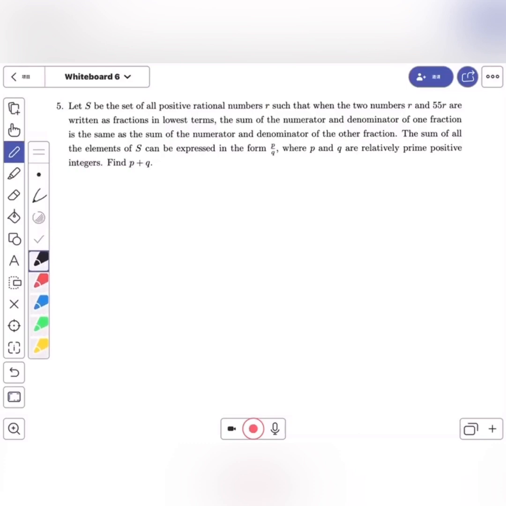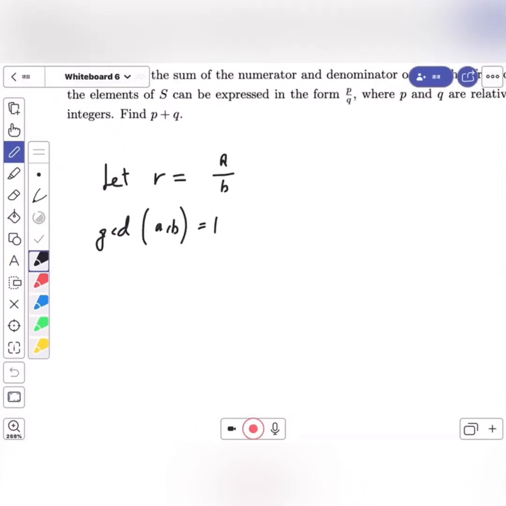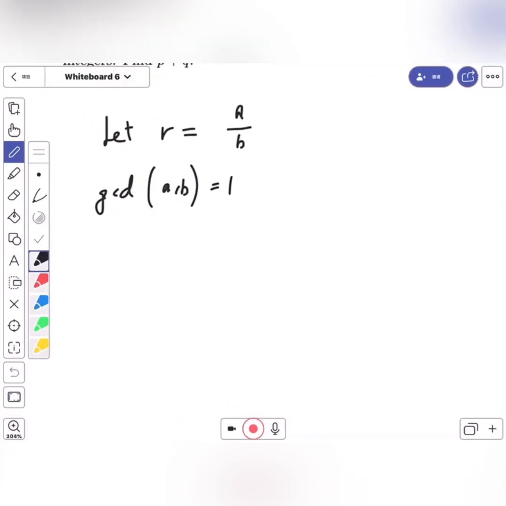Okay, now let's just say let R equal A over B. And we can just assume that R is in the simplest form, which means GCD of A comma B is equal to 1. Okay, so now let's look at what 55R is. Well, 55R is obviously going to be 55A over B.